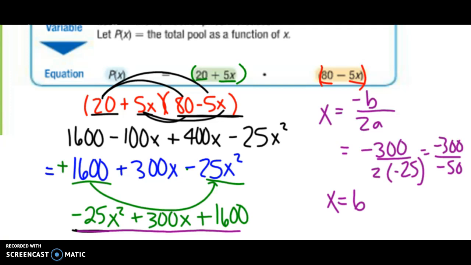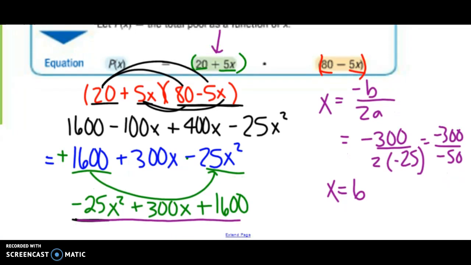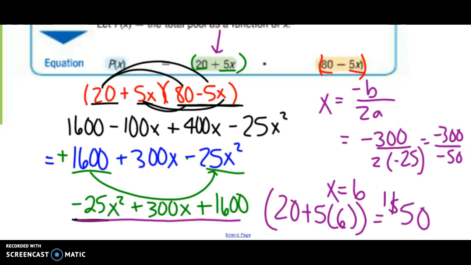So it's not $6 is the maximum he should charge, but it's 6 price increases, right? So if we go back to this original part right here, 20 plus 5 times 6. Well, 5 times 6 is 30. So 20 plus 30 is $50. So the maximum he should be charging to maximize his profit is $50.